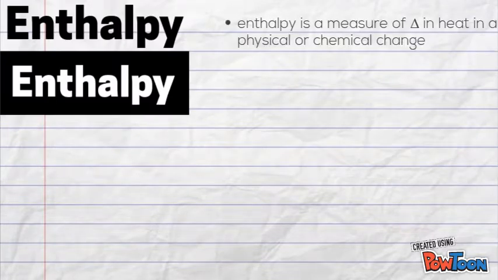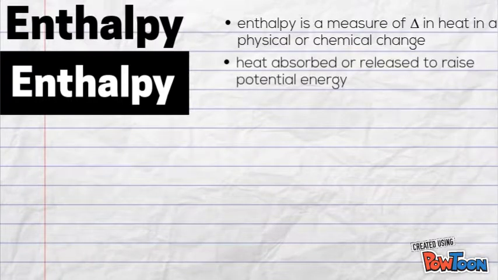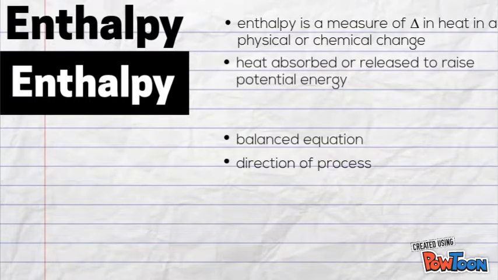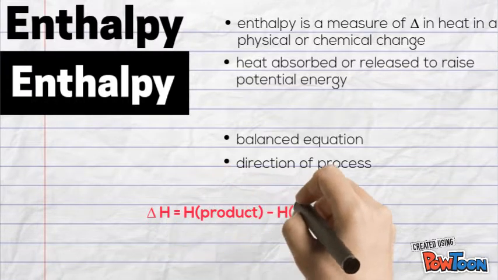Enthalpy is a measure of change in heat in a physical or chemical change. It is the heat absorbed or released in order to raise potential energy. You can find enthalpy if you balance an equation and measure its direction of process. The change in enthalpy is equal to the enthalpy of the products minus that of the reactants.